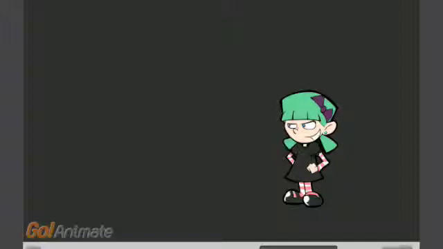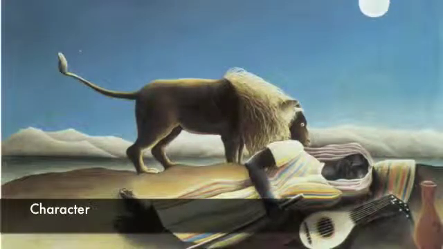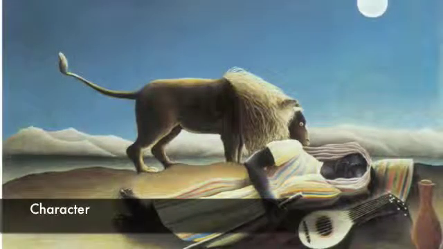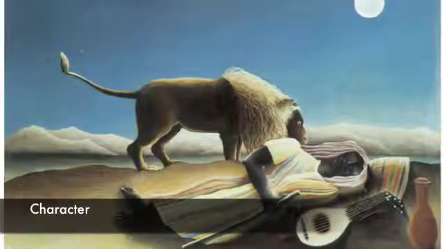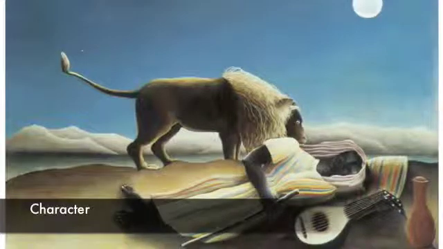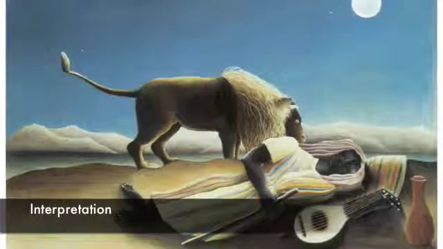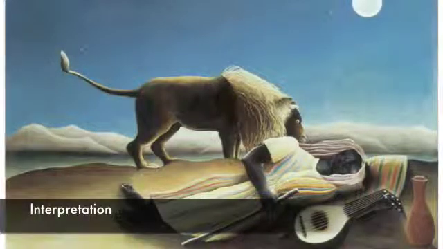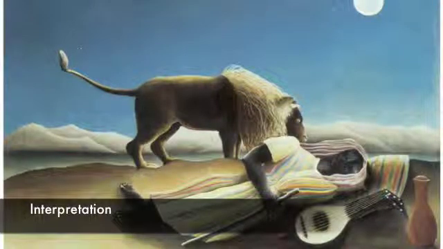So I bet you'd like to see how this works again, huh? Follow me. I'll start with the Henri Rousseau painting. Character. Remember, play the part. You could choose to be the moon, the lion, maybe the mountains, maybe the sleeping gypsy, maybe the vessel. Whatever you want. Interpretation. Now remember, this is where you get creative. I'm going to play the part of the lion. Watch this.